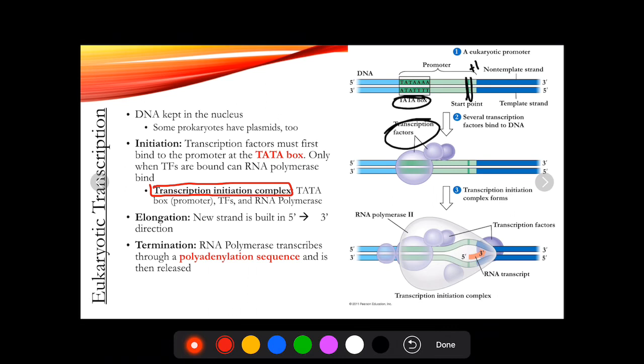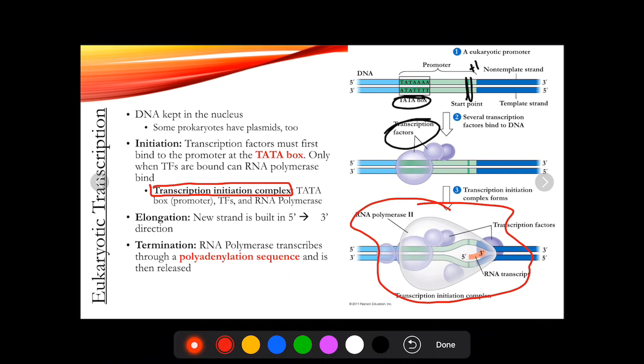Yeah, Anna. So is the initiation complex like the last picture with the RNA polymerase? Yes. So this is all part of the initiation complex. Right? So this entire picture on the right is just showing initiation.